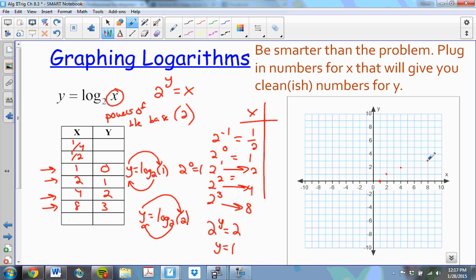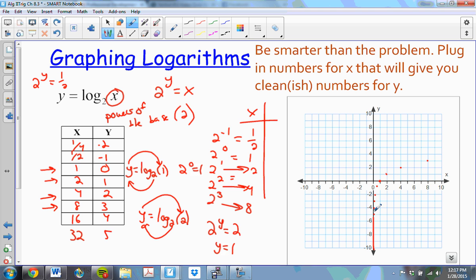And I could do the point (16, 4) if I really wanted to, and (32, 5), but you get the idea hopefully at this point. So now we go negative. 2 to what power equals a half? Well, that's negative 1. And 2 to what power equals a fourth? That's negative 2. Here's the point (1/2, -1), here's the point (1/4, -2), there'd be an 8th down here, and a 16th down here, and a 32nd. I can just keep on going like so in that fashion.